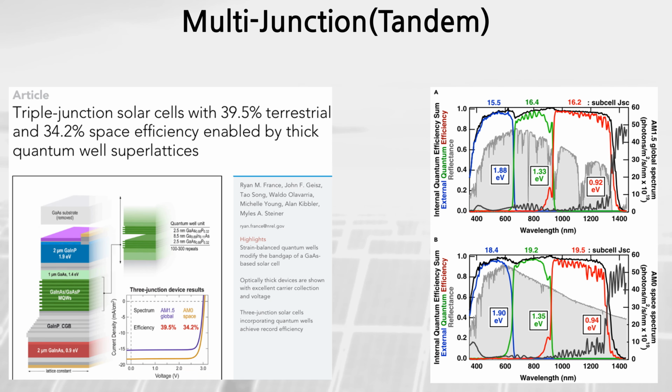Therefore, a method being studied is the multi-junction solar cell called tandem. For example, this solar cell was manufactured with a structure that stacks three junctions, achieving an efficiency of 39.5%. Each layer absorbed light with energies of approximately 1.9 electron volts, 1.3 electron volts, and 0.9 electron volts.